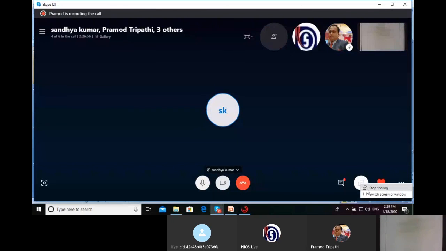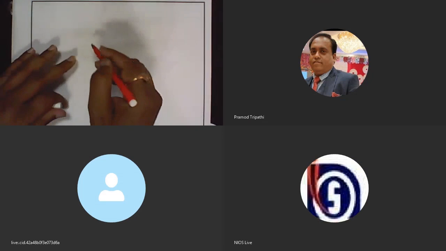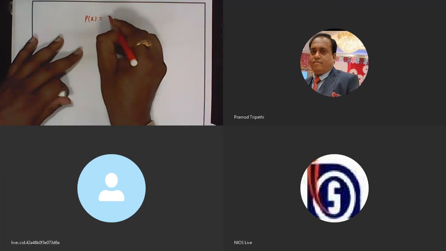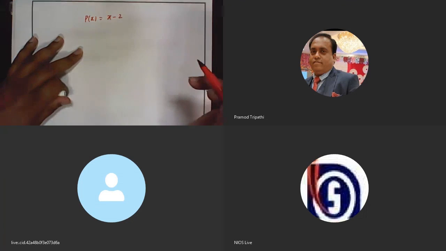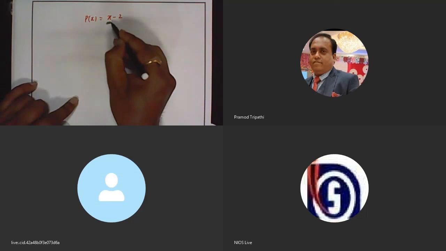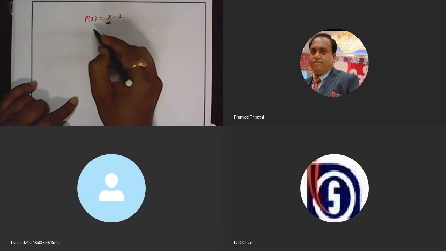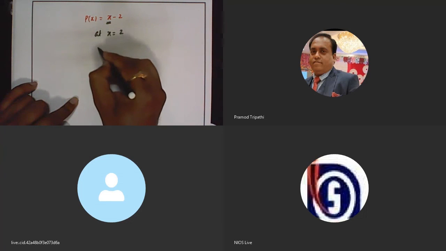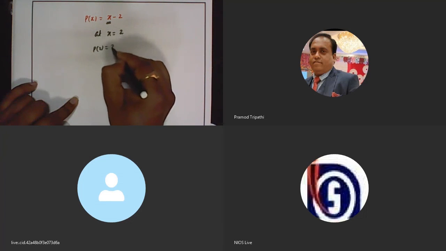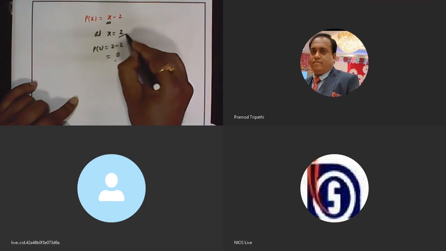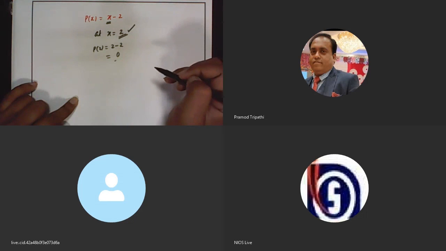I take an example here: a polynomial p(x) equal to x minus 2. A very simple example. For what value of x is the value of this polynomial 0? When we put x equal to 2, we see that the value of the polynomial is 0. So 2 is the zero of the polynomial.